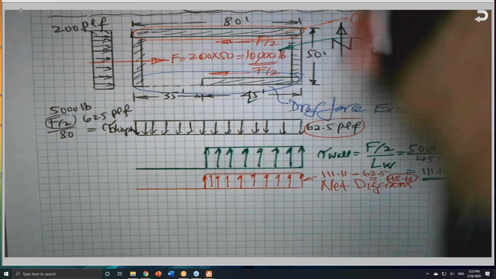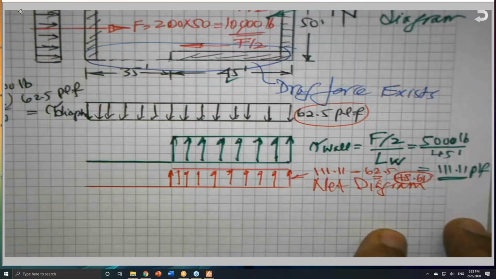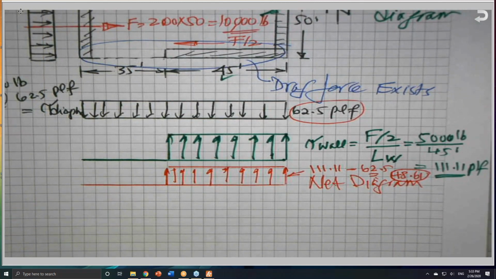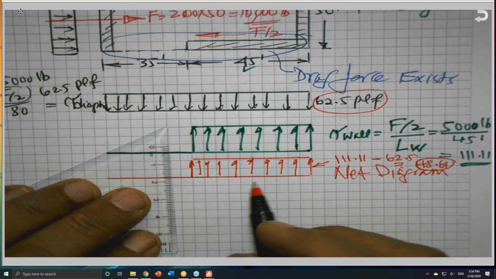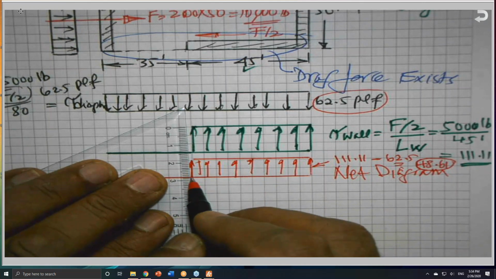Use your calculator. Always be with me. There are at least two things I get benefit from the calculator while you are here. Number one, it can catch my mistakes. Number two, you get to use the calculator. So this is called the net diagram here along this side. And along this side, I'm still getting 62.5.